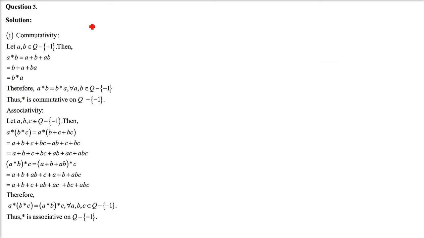Now we have question number 3. Let star be a binary operation on Q minus 1, so rational numbers without negative 1. You cannot take negative 1. That is, when you take A and B, the result should not be negative 1. It is defined by A star B equals A plus B plus AB for all A and B belonging to Q minus of minus 1. Then first is commutative and associative, then identity, then we have inverse.